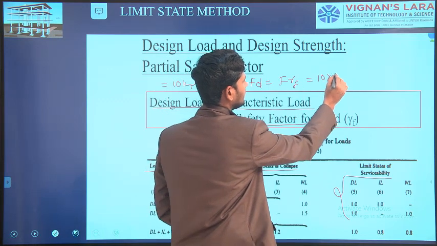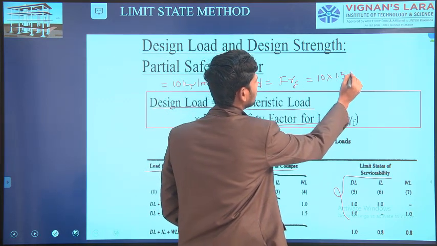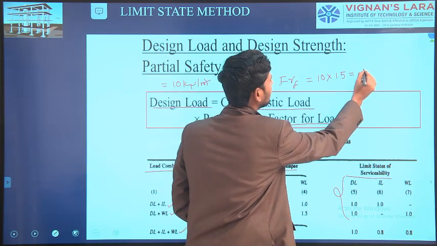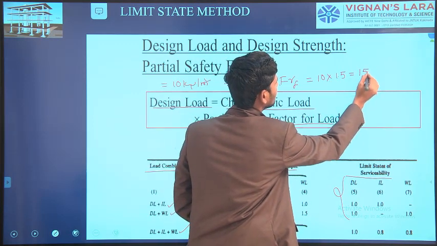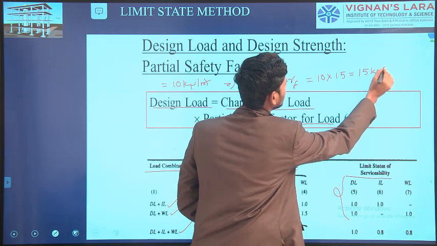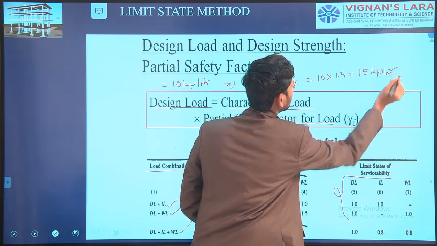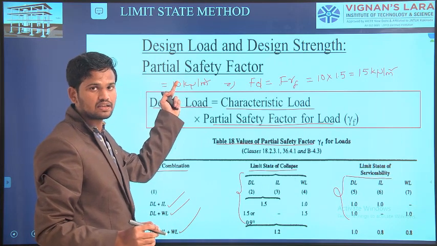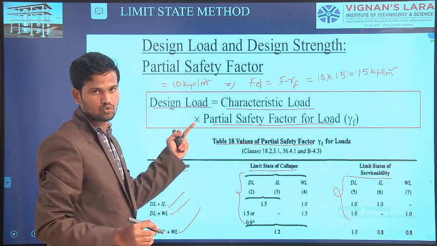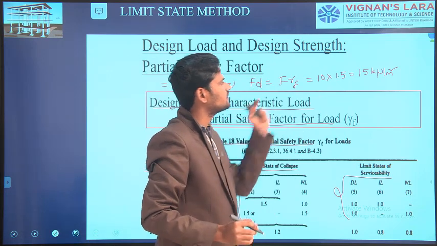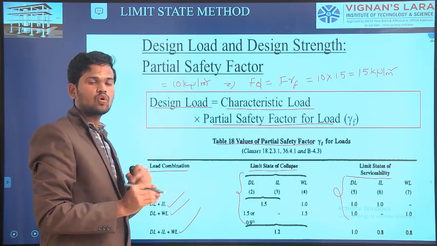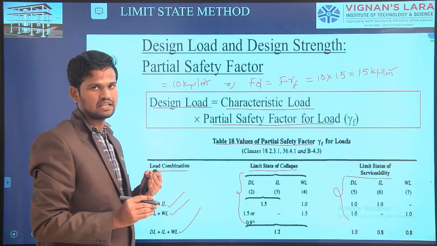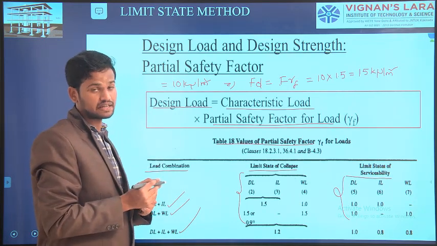That is 10 into 1.5. Substituting the 10 into 15, I am getting 15. That means 50 kilonewton per meter square. Actually, the load coming on the building is 10 kilonewton per meter square only, but I am considering it as 50 kilonewton per meter square. Why? Because in future if any maximum amount of load occurs, the structure may resist.